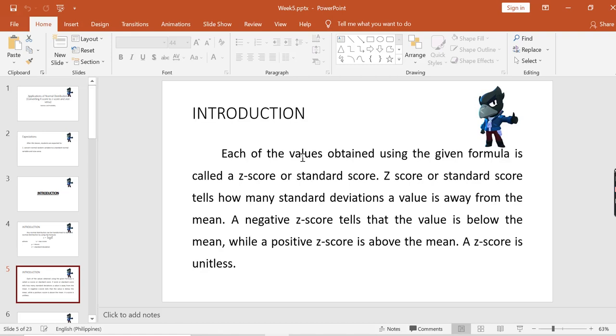If your value is already in standard score, that is when you will be able to use the z-table. I hope you still remember the z-table that we discussed last time. You still remember how to use that? A z-score or standard score tells how many standard deviations a value is away from the mean.